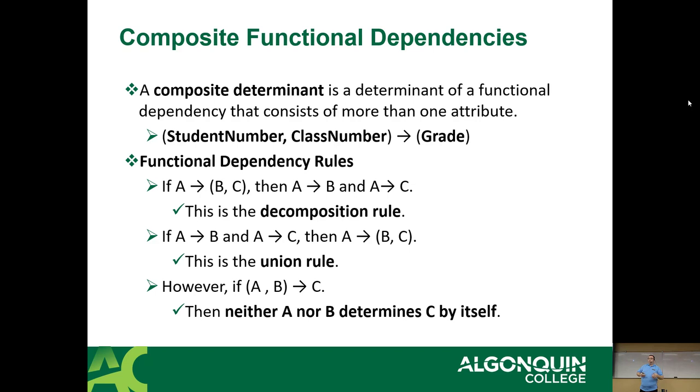On the other hand, I could go with student number determines student name, student email. That'd be a case of A determines B and C. Class number might have room and time. So therefore, class number might determine B and C again. However, A and B are needed for C. In other words, student number and class number determine the grade.